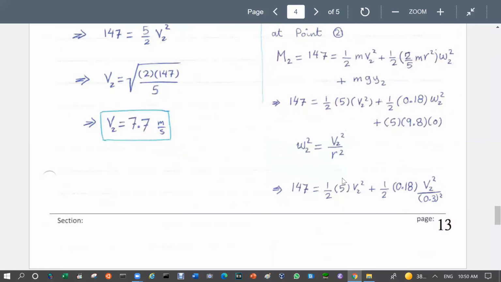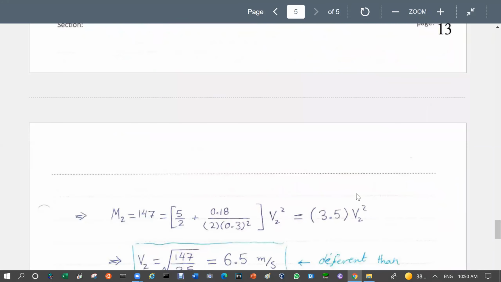So we can use this relation to replace one of them. We can solve it for just velocity. Keep the velocity. Use omega squared as V squared over R squared. R squared is given, 0.3 V squared. Now we have all the equation with just one unknown quantity, which is V2 squared. We can find V2 squared now. Let us continue.